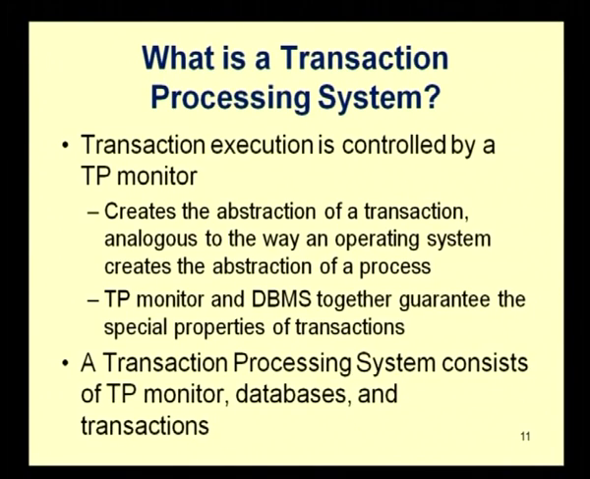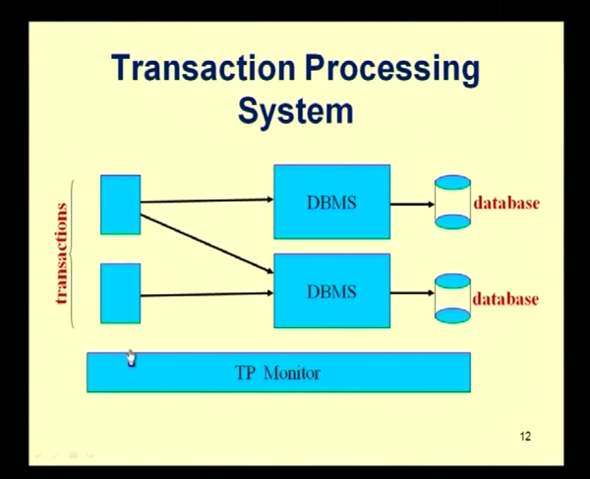A transaction is a sequence of operations. It is to be executed as a whole, that is, it has to take the database from one consistent state to another, and it is an atomic unit of operation. A transaction processing system consists of three things: the transaction processing monitor, the databases and the transactions. Now, these are the transactions, this is the transaction processing monitor, these are the database management system, and this is the database.